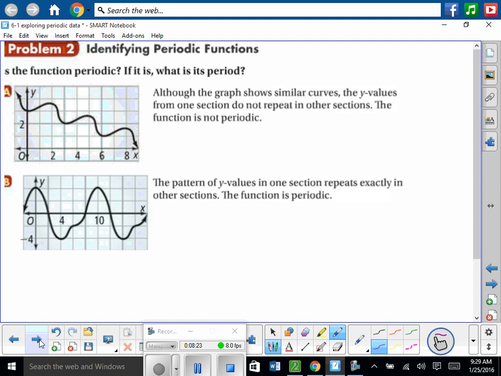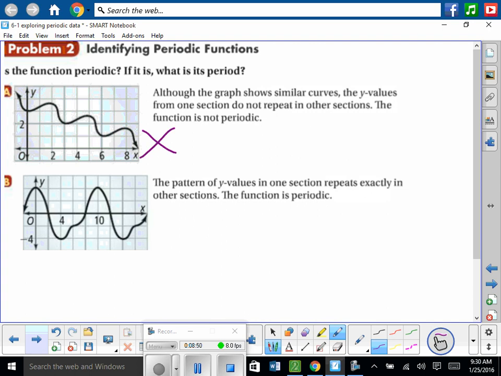Is the function periodic? Periodic means the y values happen more than once, the exact same thing. So you're seeing the same pattern happen on your y values. Looking at this one, even though it's bouncing down, the y values don't repeat. Does everybody see how the y values don't repeat? It was high, then got lower, lower, lower. So the y values did not repeat at regular intervals. So this one would not be periodic.